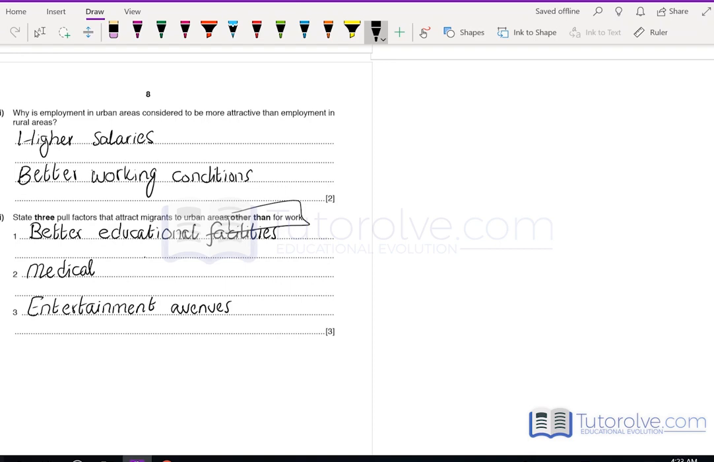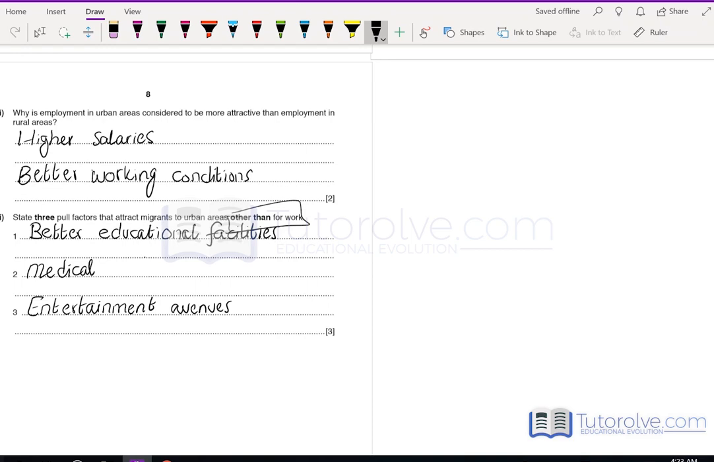Secondly, there are also better hospitals in urban areas. So you have good hospitals with good medical facilities. They provide good medical care and they can deal with any issue that is prevalent in a patient. So therefore, people prefer living in such places.